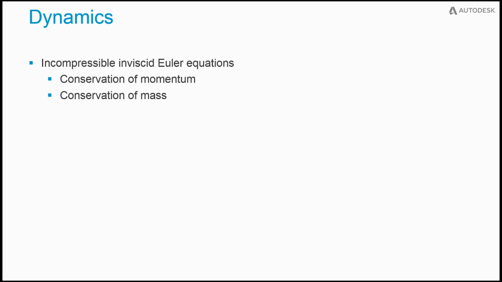Okay, so let's now have a look at the dynamics behind the combustion solver. So essentially the combustion solver is just an extension to the aero solver, and Robert already covered the math behind the aero solver. So they're based on the same fundamental equations, the incompressible inviscid Euler equations. And there are two components to this. So there's conservation of momentum, which you can think of essentially just as Newton's second law, F equals ma. And then there's conservation of mass.